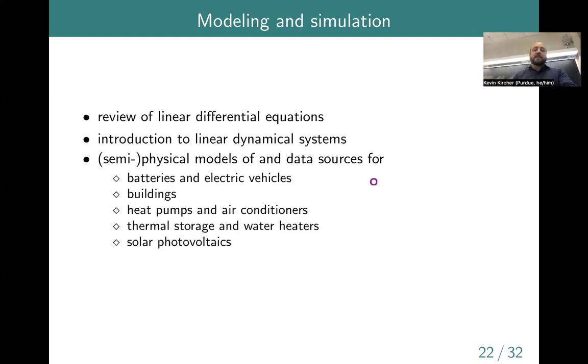And then we'll talk about basically the physics, and not the full, nonlinear multivariable physics, but kind of simplified representations of the physics of batteries and EVs, which we model basically as just batteries with wheels. Buildings, so in particular, the thermal dynamics of buildings, how the temperature changes inside of buildings. We'll talk about heat pumps and air conditioners, how we model those. Thermal storage and water heaters, and then solar photovoltaics.